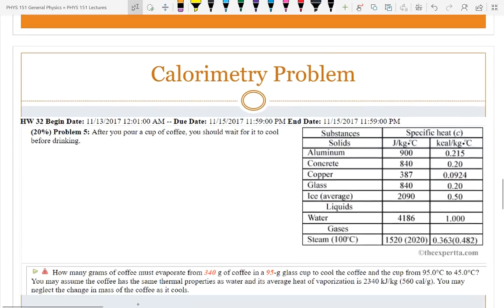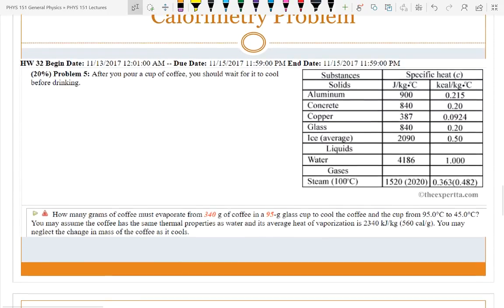Okay, calorimetry problem. This is a standard calorimetry type problem. You have a liquid, in this case coffee, that says treat it like water. And you put it in your glass cup, and you want it to cool from 95 degrees Celsius to 45 degrees Celsius. And then ask how much evaporation you're going to have, assuming that it requires this many kilojoules per kilogram to evaporate. Well, to do this, it's a calorimetry problem.